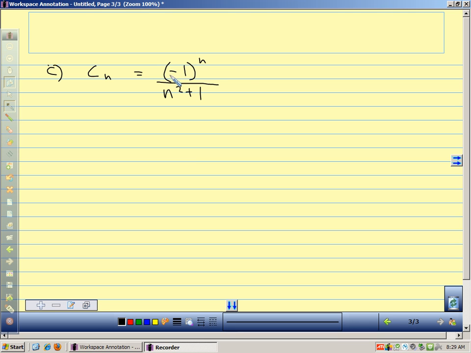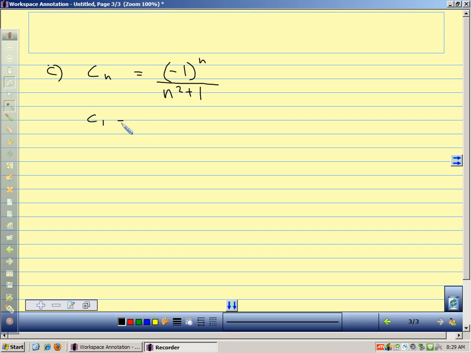Whenever you see a minus 1 to a power, your terms are going to alternate signs. Because if I plug in an odd number for n, negative 1 to an odd power is going to be negative. If I plug in an even number for n, negative 1 to an even power is going to be positive. So whenever I have a negative 1 to a power, my terms are going to alternate signs. So let's plug in 1 through 4 here.